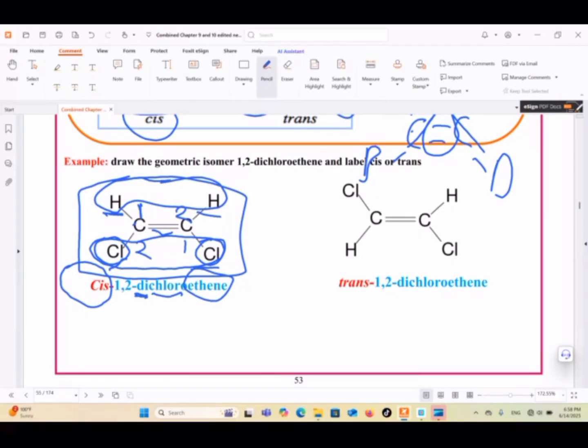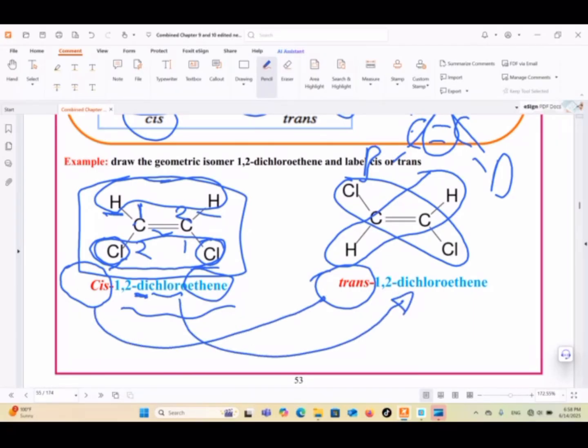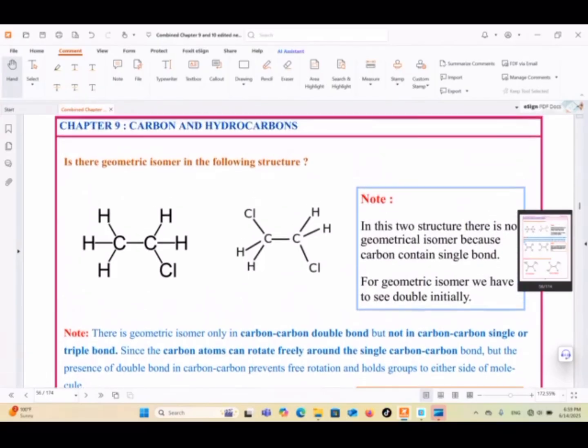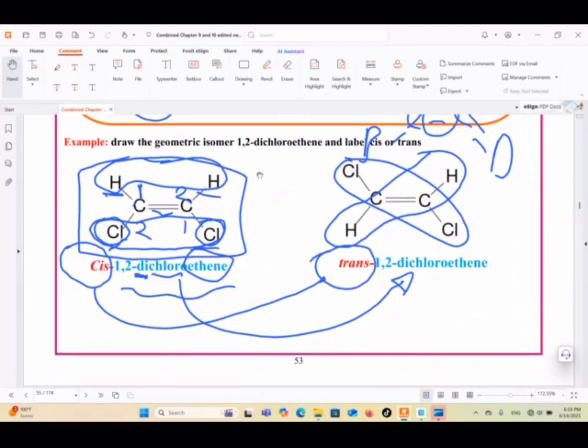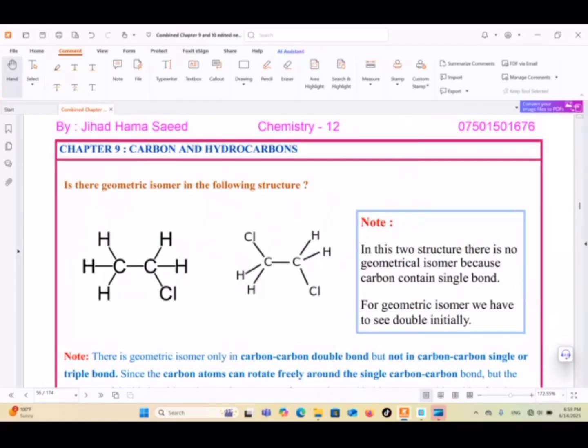For the other structure, guys, we have the same type of atoms opposite to each other. That's why we add trans instead of cis. As you can notice, the only difference is the cis and the trans, and the name of the structure for both geometric isomers is the same: 1,2-dichloroethene. Let us provide more examples and practice more structures in order to know which structure won't produce geometric isomer, and which will produce geometric isomer.